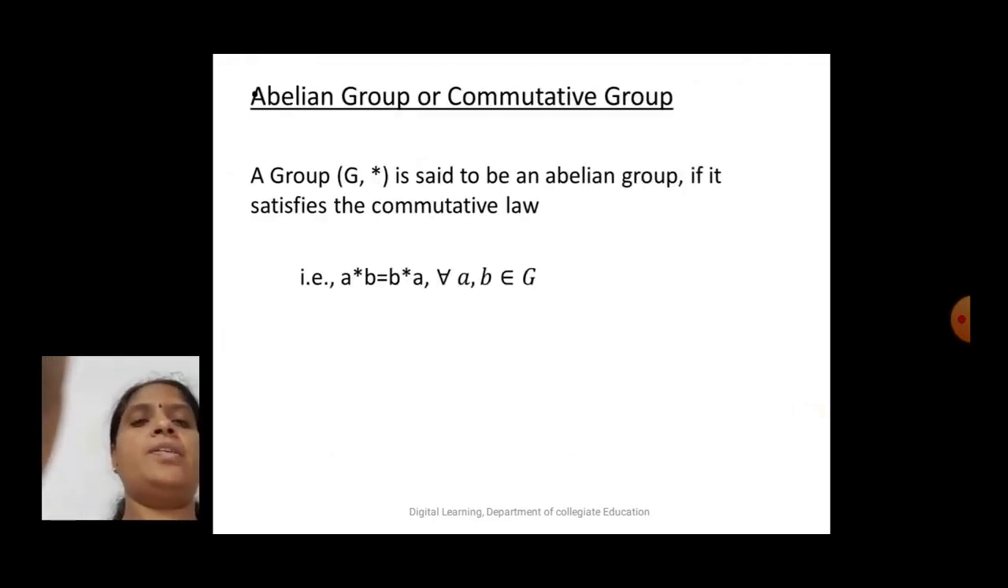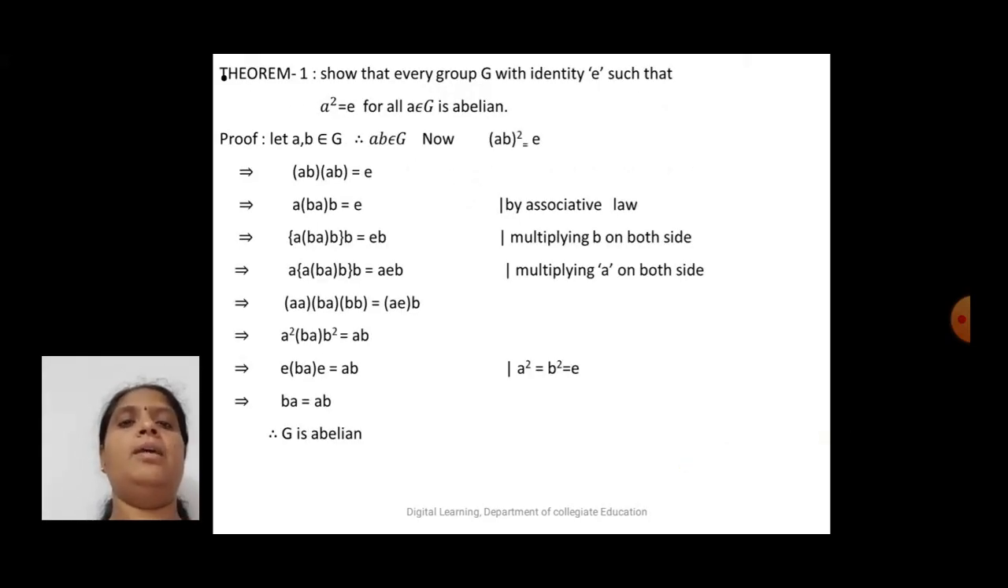Next, let's concentrate on the definition of the abelian group or the commutative group. The group is said to be abelian if it satisfies the commutative law. Commutative law means A star B is equal to B star A for all A, B belongs to G. Then based on the abelian group, let's go for the theorem. Show that every group G with identity element E such that A square is equal to E for all A belongs to G is abelian.